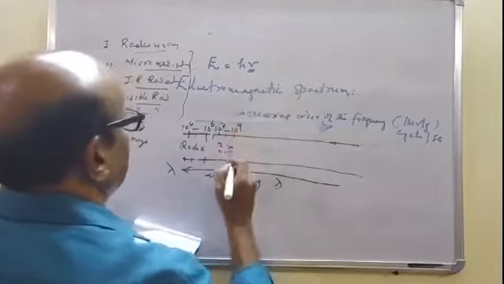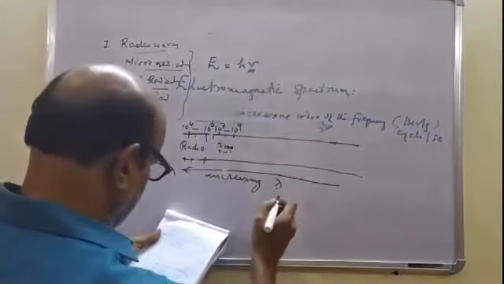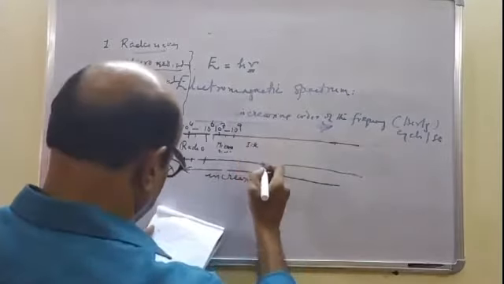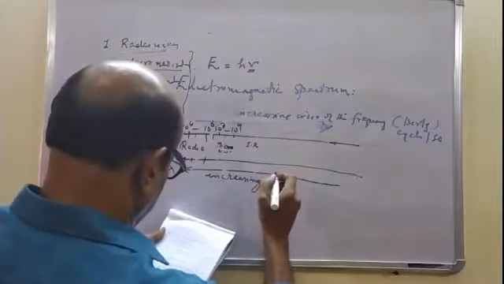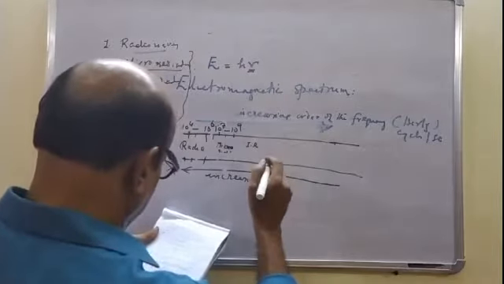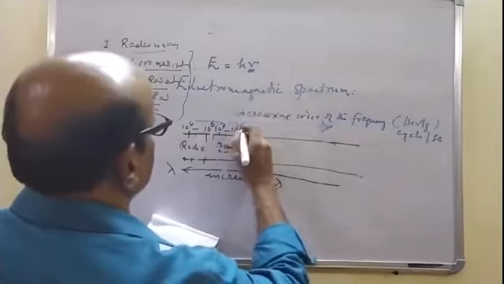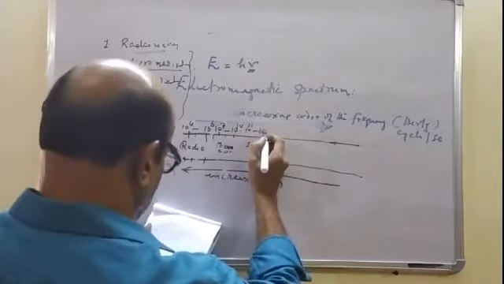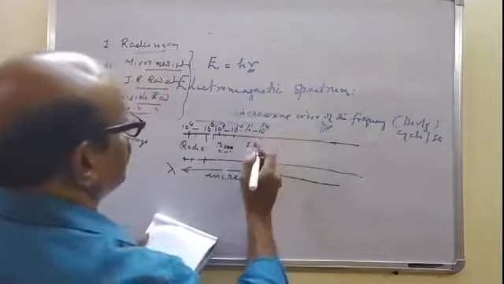10⁷ to 10⁹ cycles per second for microwaves. The next comes our IR radiation, infrared radiation, in the order of 10¹¹ to 10¹⁴ cycles per second.